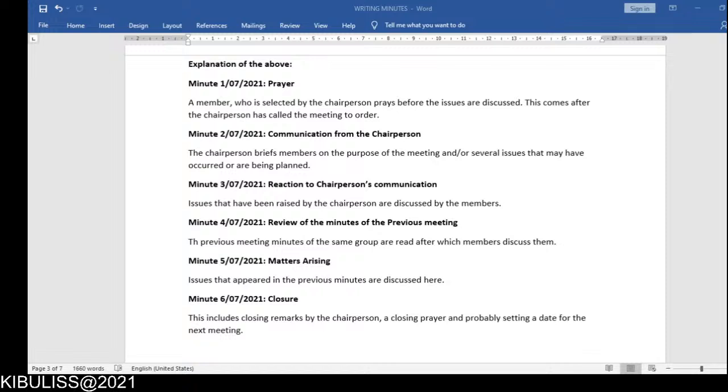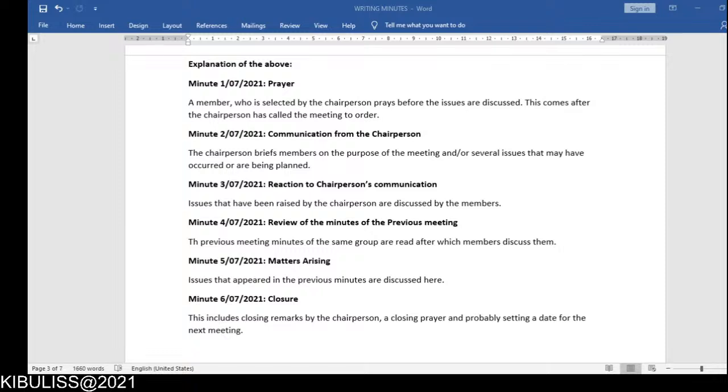The third item is reaction to the chairperson's communication. After you have carefully listened to the chairperson's communication, all members who are attending the meeting are free to react. They react to that communication, either to thank him, or to seek clarification that there's something that may not be clear, or maybe you may wish to propose another issue different from what the chairperson has proposed. All those come under your reactions.